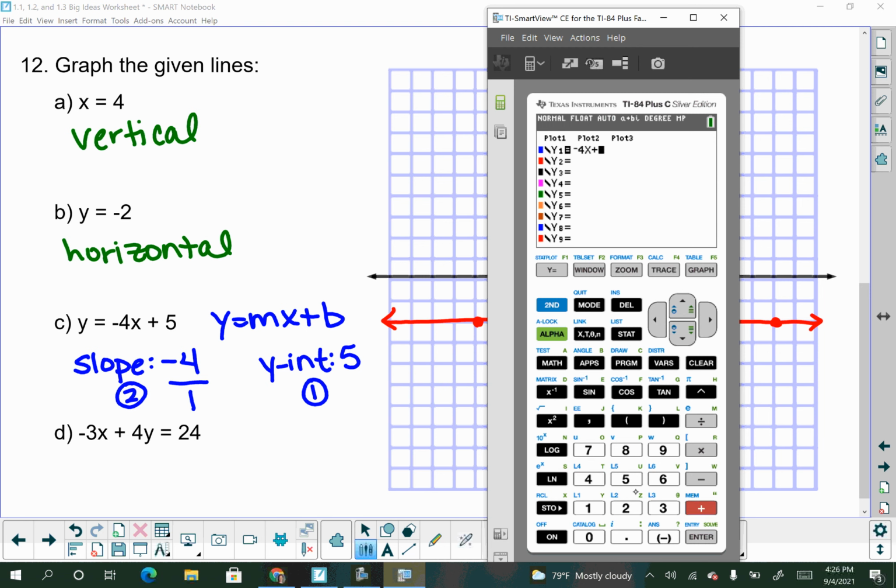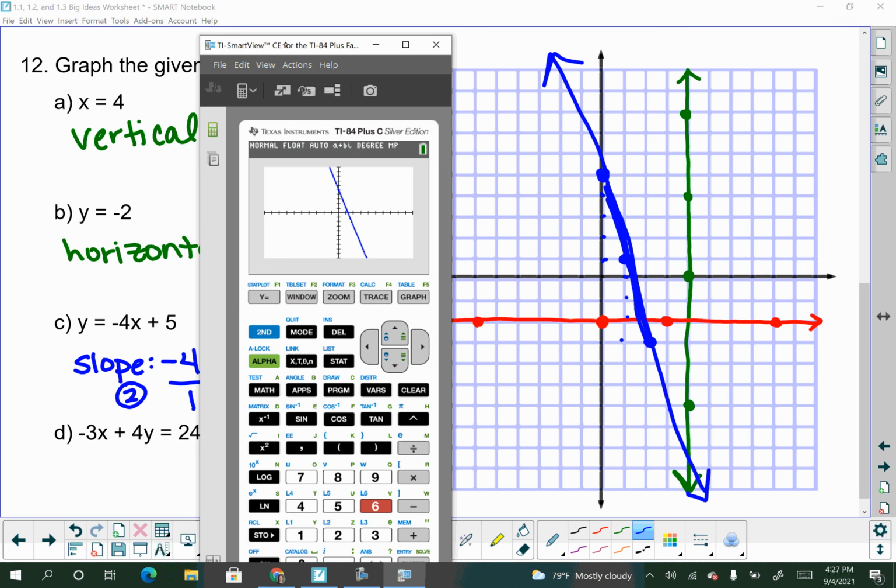-4x plus 5. And then I want to just graph this on the standard window, so zoom, 6. And then you can match that. Of course, the line on the calculator is a little straighter than mine, but you get the idea. You can match that with the line you've drawn to make sure it makes sense.